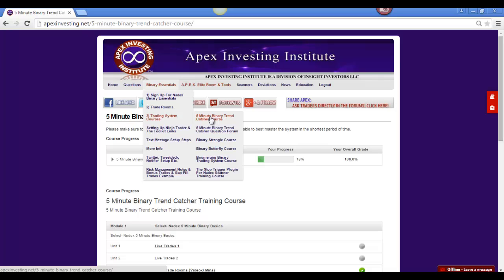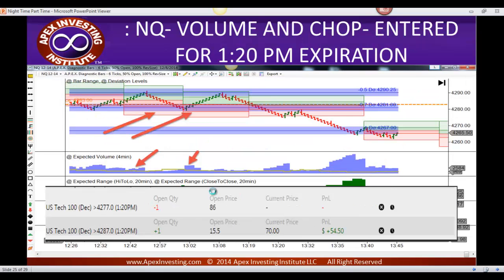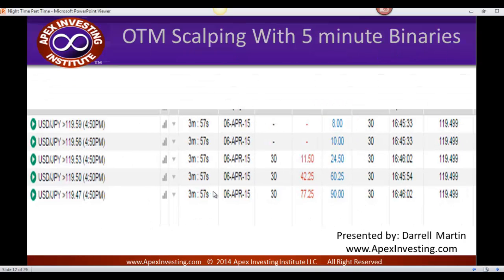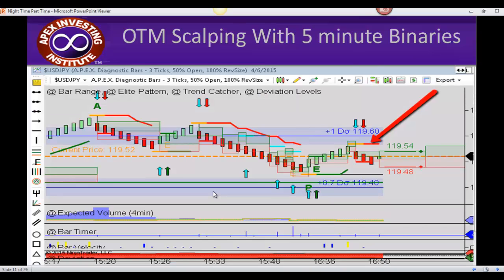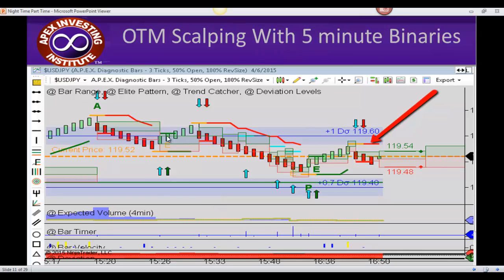Mary, is that chart in there showing whether binaries are going up or down trend? Yes, exactly. Right here, Binary Essentials tab, number three, Trading System Courses, 5-minute binary course. If you watch that course, it'll show you how to set up everything, and how to set up these charts I was showing you earlier on 5-minute binaries. It'll walk you through the system, the entry rules, the exit rules, everything. Nope, can't use an iPad. That's too big of a system. Yes, it'll show you exactly how to set up this chart, Mary, okay?